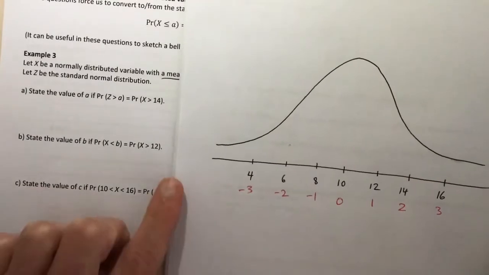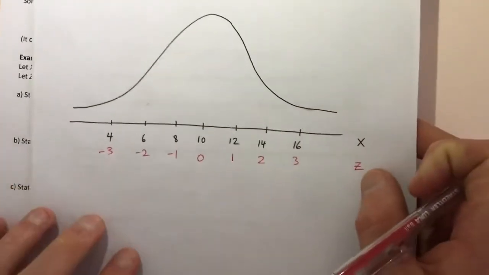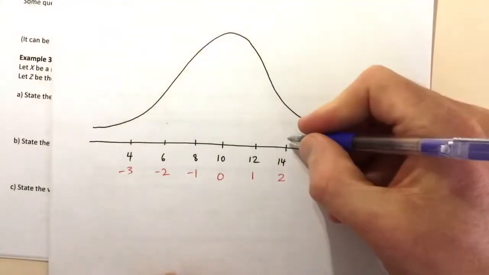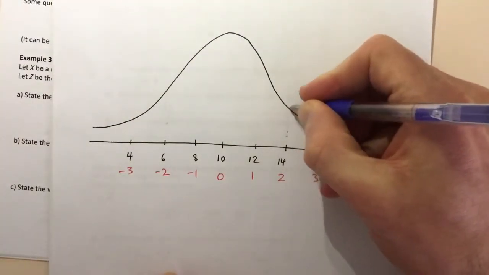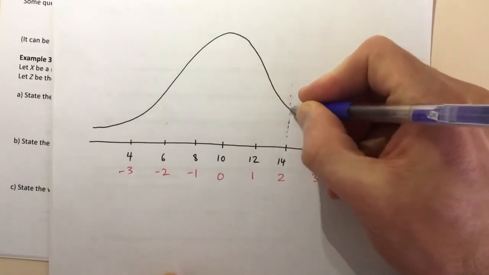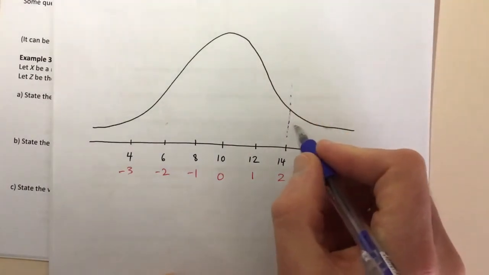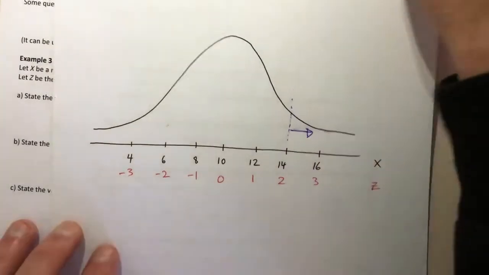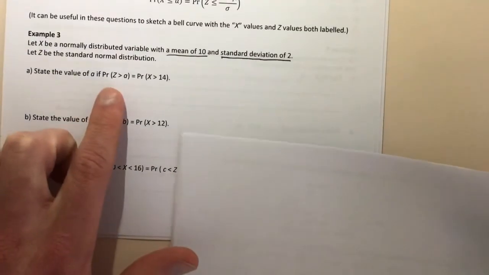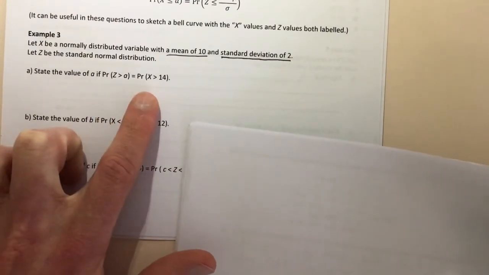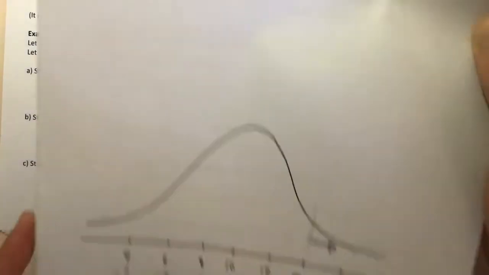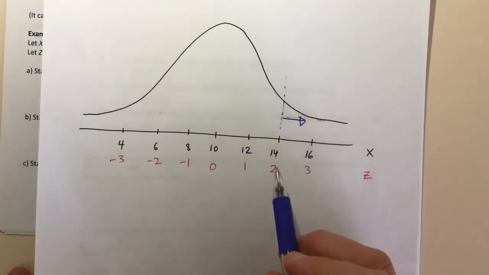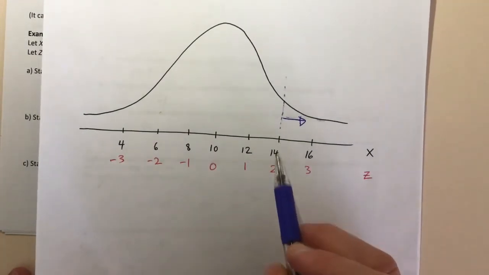So the probability that x is greater than 14, I could mark on my, let me use a different color here. Could mark this on the bell curve and say, well, really what this is asking about is being above 14. And the question says, state the value of a if the probability that z is greater than a is equal to the probability that x is greater than 14. So if I'm thinking about greater than 14 and greater than some value of z, well, it's quite clear for me to tell that the equivalent value of z is z equals 2.